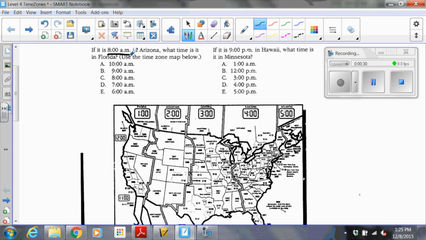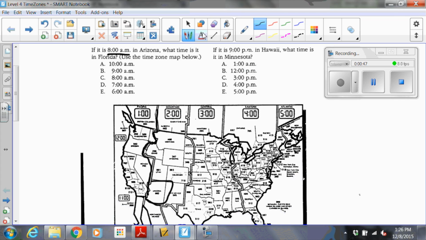So in this example, they provide us a specific time for Arizona. We notice that it says 8 a.m. in Arizona. Right here, that codes for this specific region, which is our mountain region. All right, so I locate Arizona. I see it's right here in the southwest, and it's coded under Mountain Standard Time. So that is at 2 o'clock.